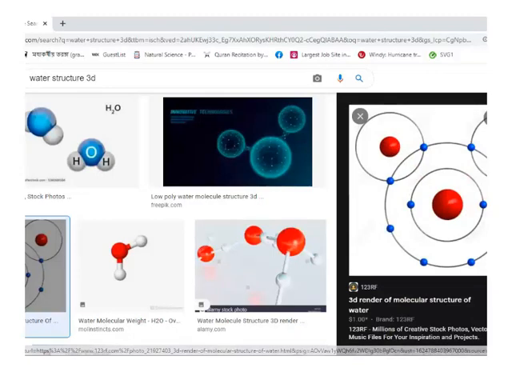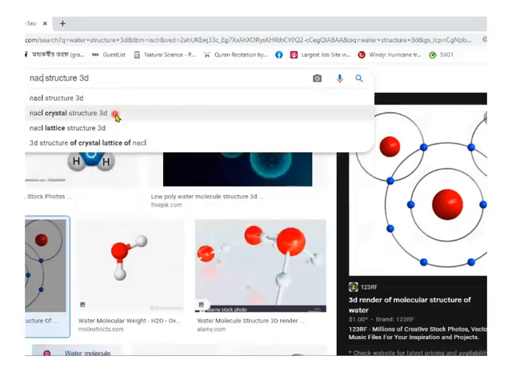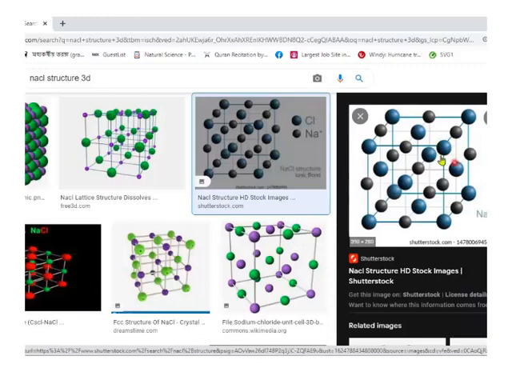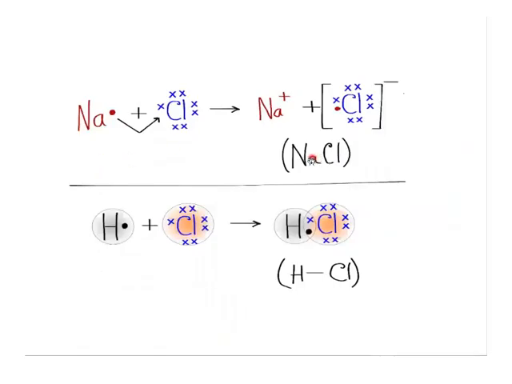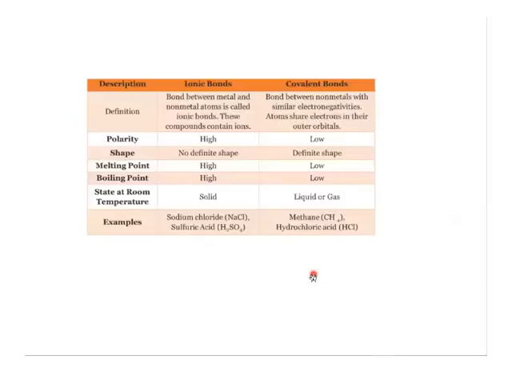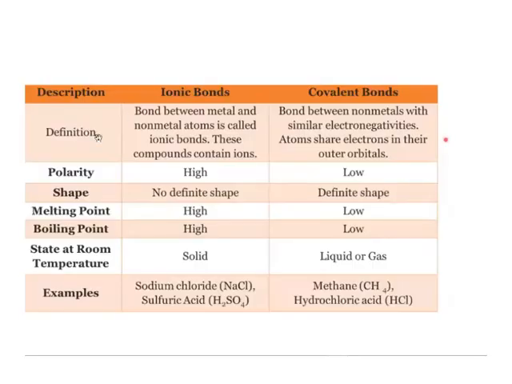Now it is easy to search in Google the structure of any substance or any molecule, and you can easily identify which one is covalent and which one is ionic. For example, if I write sodium chloride, it is an ionic compound because there are positive charge and negative charge. Sodium chloride is an ionic compound according to our definition. It contains ions, and HCl is a covalent compound. And we see a covalent bond is represented by a bond sign, a smooth line. So we can see the difference.